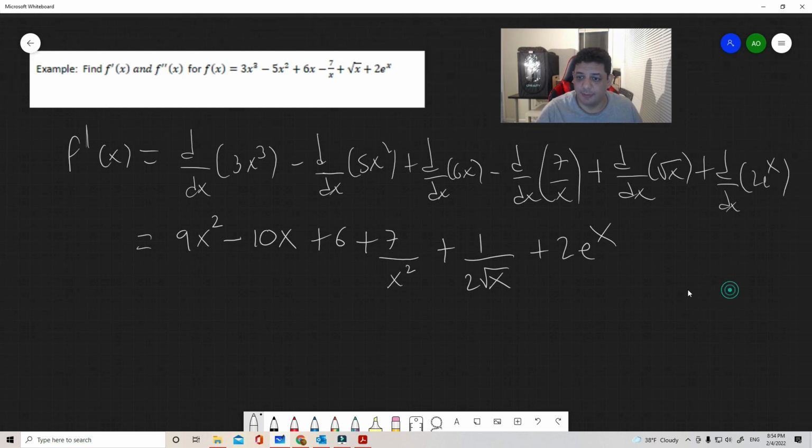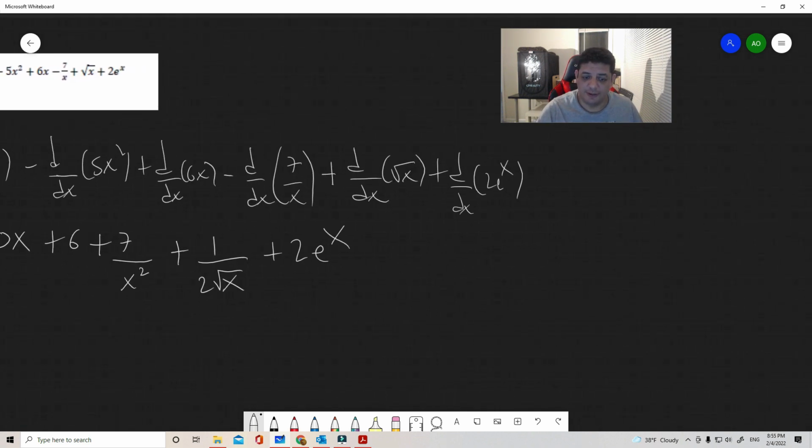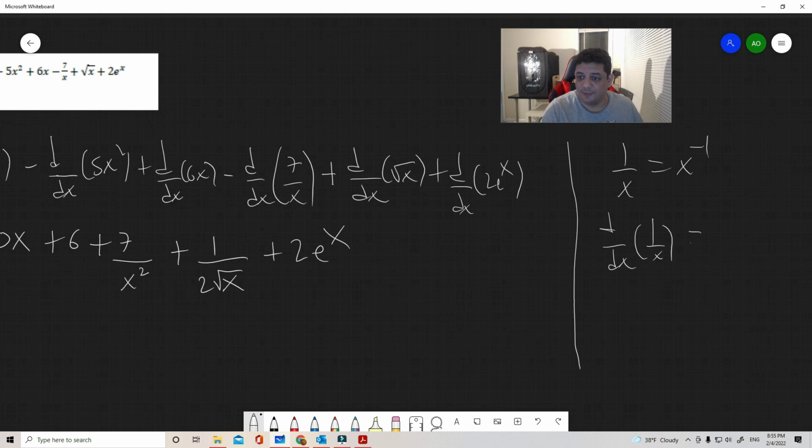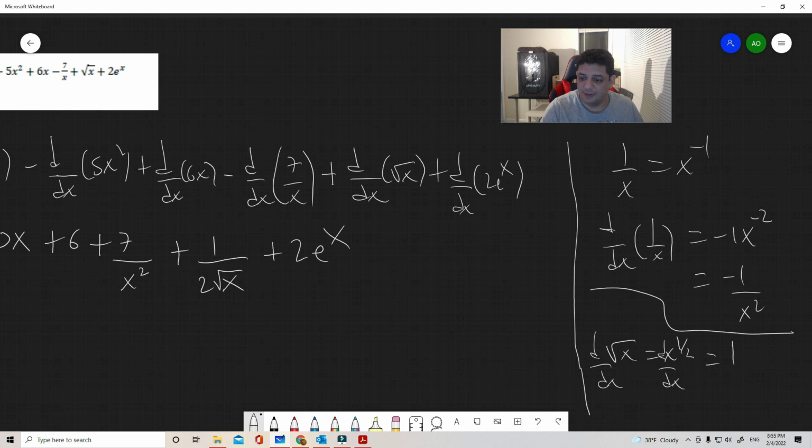Just a quick mention here in case you're lost with the 7 over x and the square root of x. Just remember that 1 over x is just x to the minus 1. And so just as we did in the previous exercise, the derivative of this is minus 1 x to the minus 2. Or this can be seen as minus 1 over x squared. And similarly, in the case of the square root, square root of x is just x to the 1/2. So if you take the derivative of this, this is just 1/2 x to the minus 1/2, which ends up being 1 over 2 square root of x.